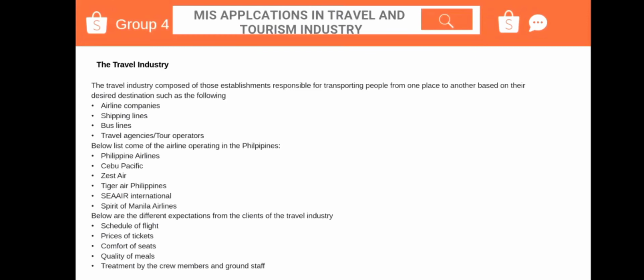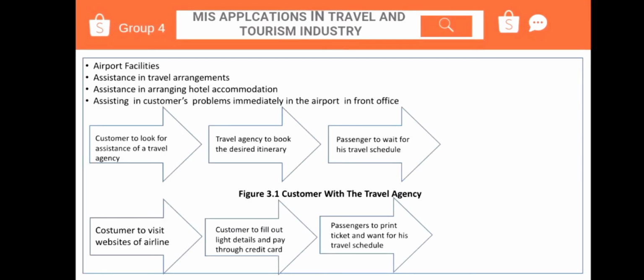Below are the different expectations from the clients of the travel industry: schedule of flight, prices of ticket, comfort of seats, quality of meals, treatment by the crew members and ground staff. Airport facilities, assistance in travel arrangements, assistance in arranging hotel accommodation, assisting in customers' problems immediately in the airport front office.